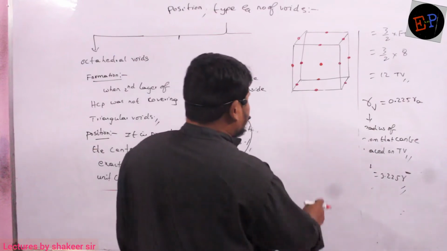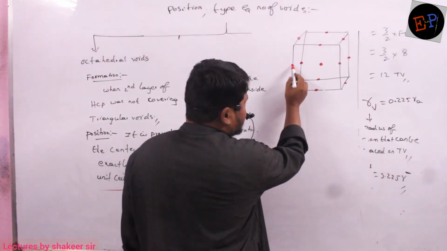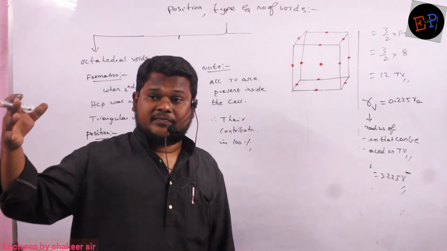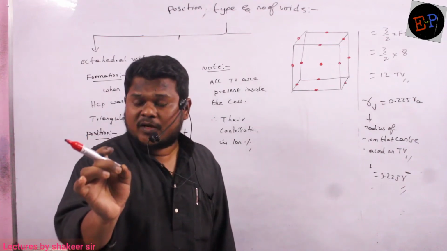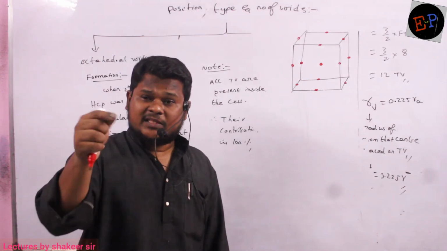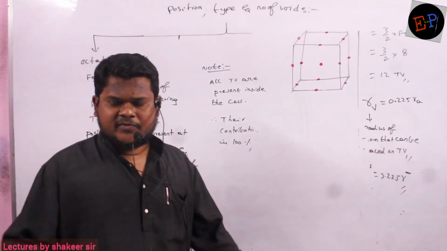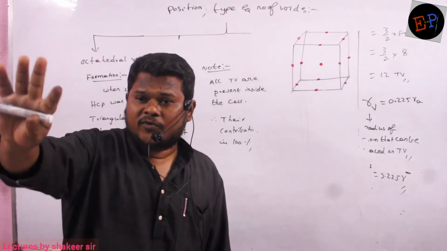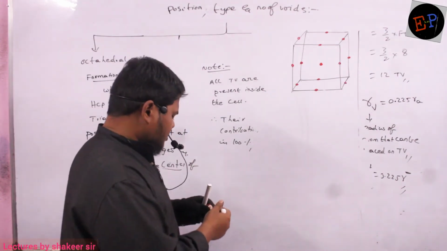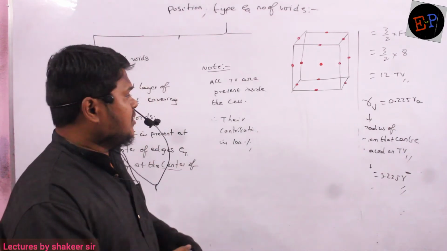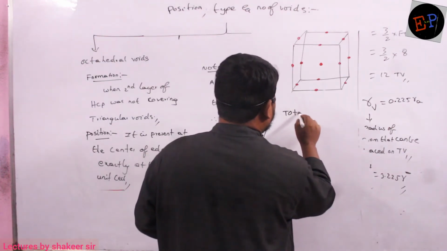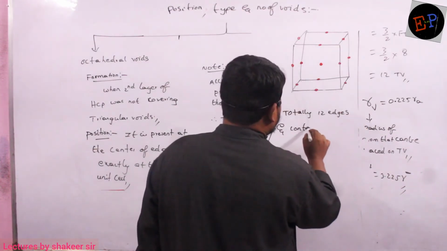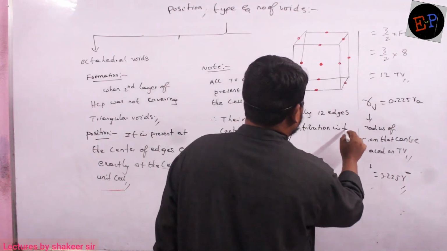So now can you say, what is the contribution of the void which is present on the edge? If there is a void present on the edge, then how much void will be present in one unit cell? It is 1 by 4. We have already studied that when atoms are present at the edges, that edge is surrounded by 4 unit cells. So totally, how many edges are there? 12 edges, and the contribution is 1 by 4.